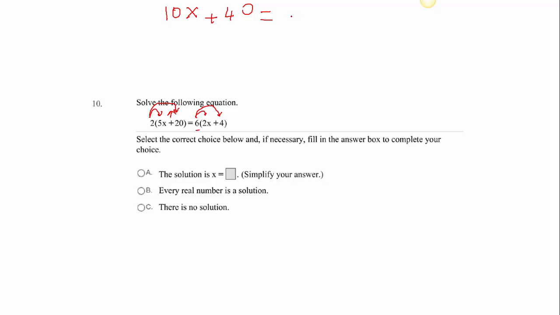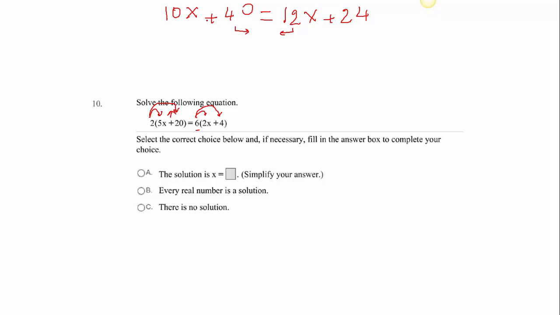6 times 2 is 12x. 6 times 4 is 24. Everything is positive, so let's make sure we have addition everywhere. So plus 24. Okay? So now I'm going to try to move this to the left and move this to the right. That way I have the x on one side, the constants on the other side.